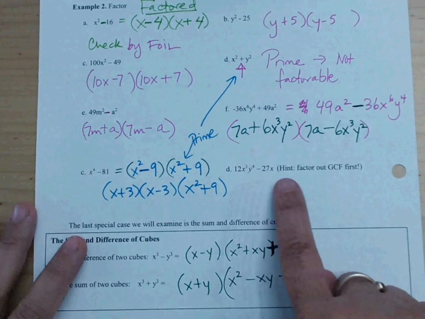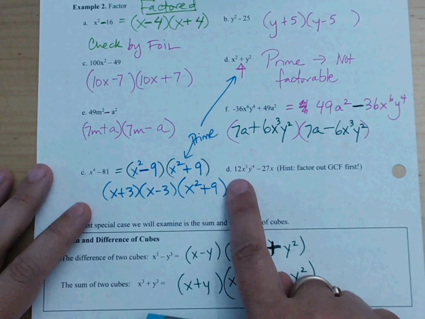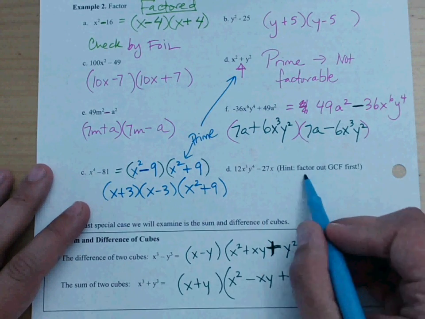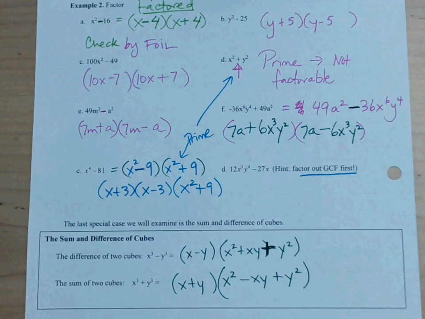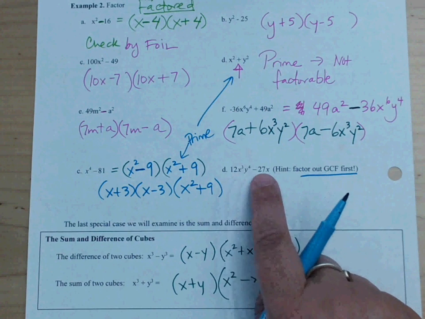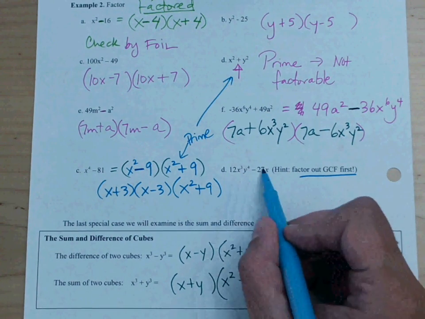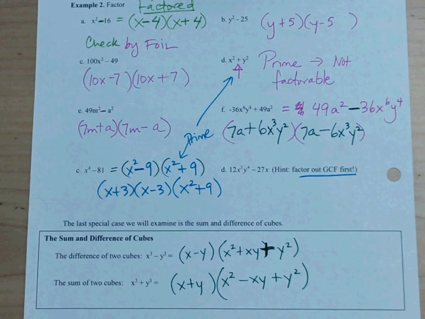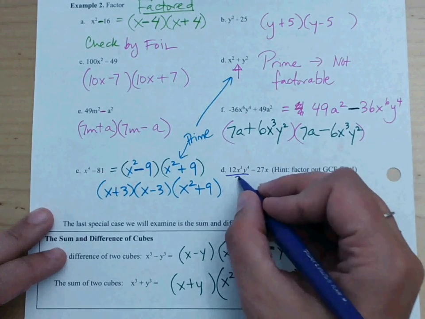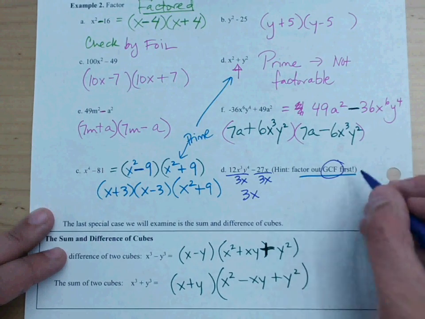Okay, now the last one says hint, factor out the GCF first. So we're always going to want to do that first. We're looking to see, is there anything that they have in common? Because 12, notice 12 is not a perfect square, correct? Is 27 a perfect square? Is x a perfect square? No. So it has to be a number times itself. So is there a GCF that goes into everything? 3 and x. So we're going to divide both of them by 3x. That's the GCF. So 3x is the GCF.